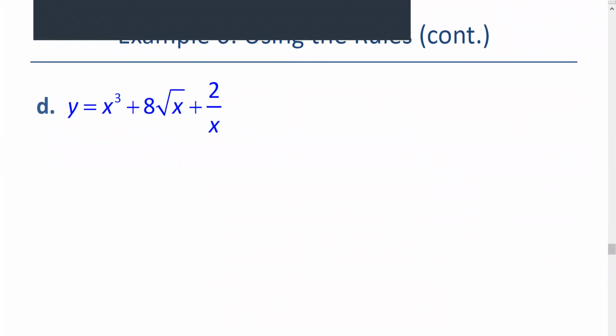In this example, given y equals x to the third plus 8 times square root x plus 2 over x, we have three terms, and the first term is x to the third. As the second term, 8 times square root x, we write it as a power. The second term will be 8 times x to the power 1/2. Similar to the last term, we write it as a power of x, so 2 times x to the power negative first. And then we apply the power rule.